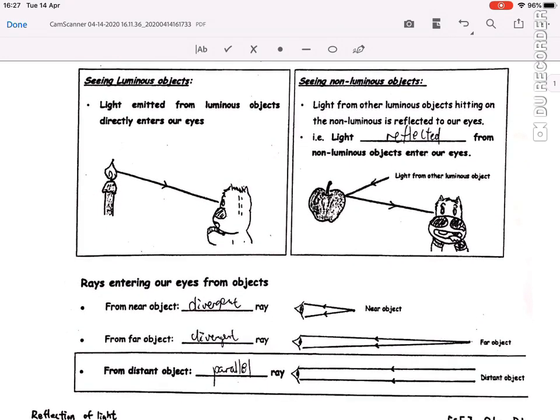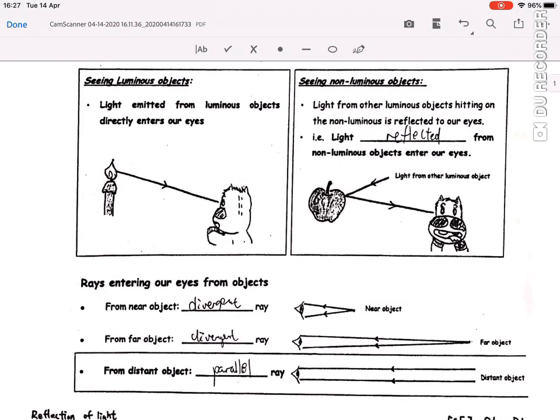Next, you see that the light is going from the object, the candle, into our eyes. That's why the arrow starts from the candle itself and enters the person's eye.